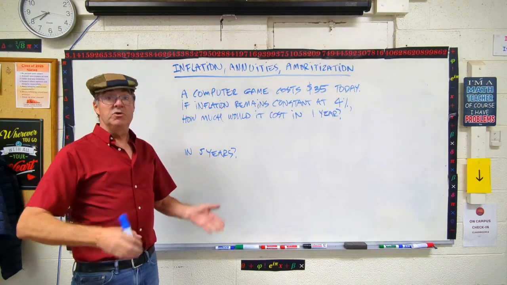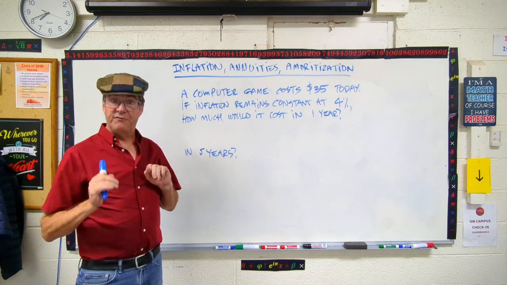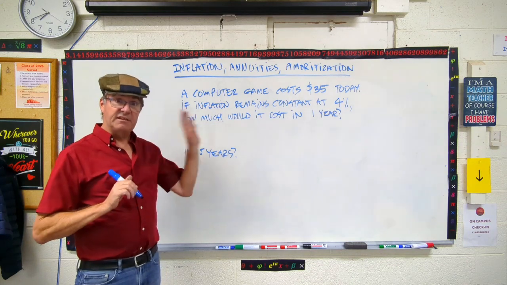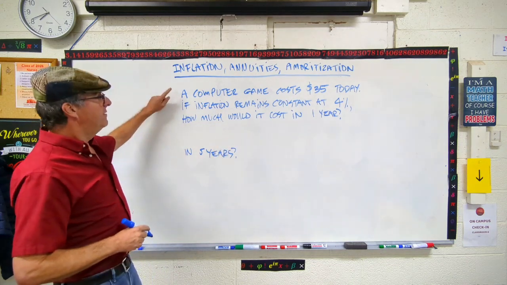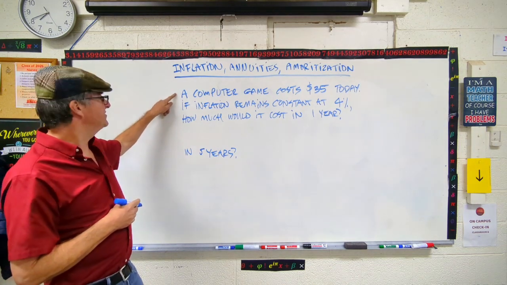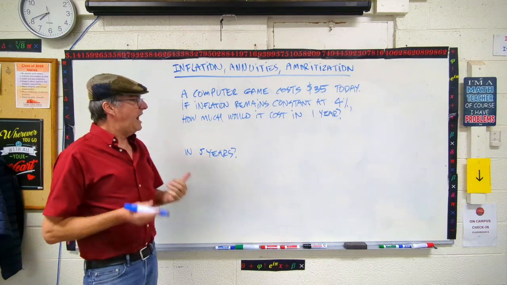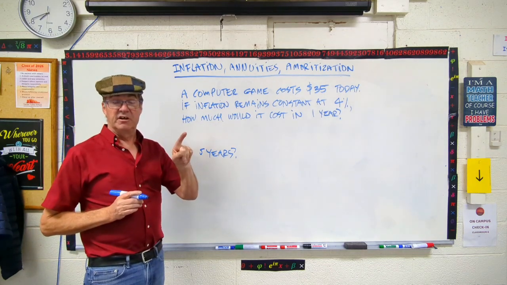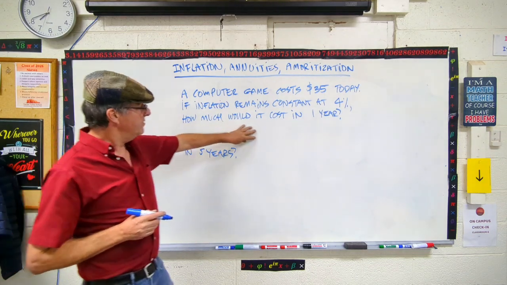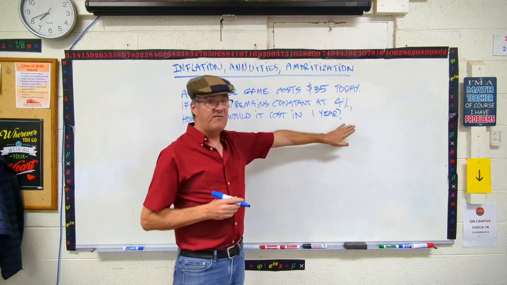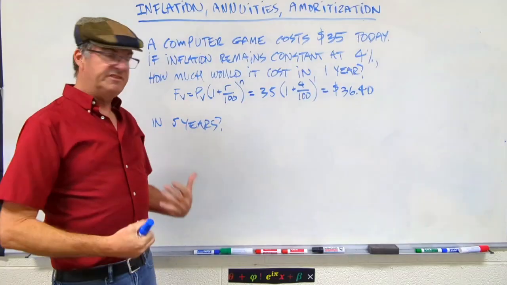Okay, let's do a price adjustment using inflation. So same scenario as that last example. We've got a computer game that costs $35 today. If inflation remains constant at 4%, how much will it cost in 1 year? So go ahead and pause the video, write your plug-in step, go ahead and solve and find out the new price. All right, let's see how you did.